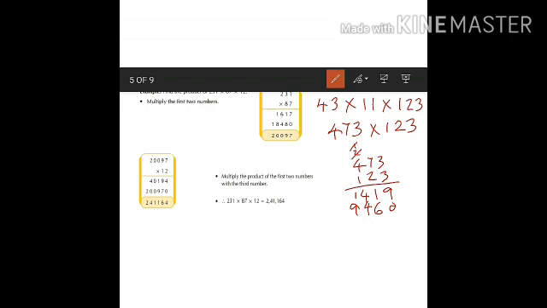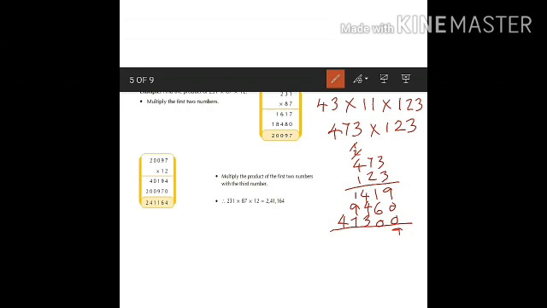Now we'll do the multiplication by 1. So we'll put the 0 here. 1 3 is 3. 1 7 is 7. 1 4 is 4. So now you can add this. Here it will be 9.